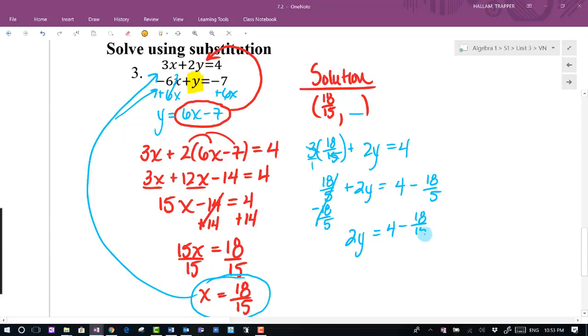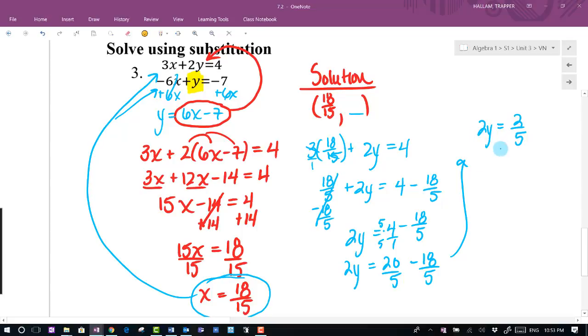Now we need to deal with this fraction, but you can see here that this is a 4 over 1, so I'm going to multiply this by 5 over 5, because this should be 18/5. So I'm going to have 2y equals 20/5 minus 18/5. Now I have common denominator, so I can combine those two. So I'm going to get 2y is equal to 2/5.